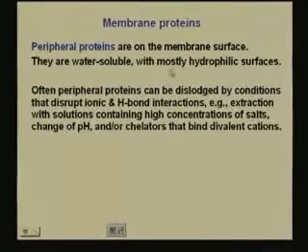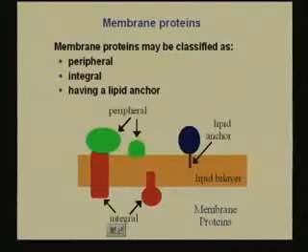So, they are water soluble with mostly hydrophilic surfaces. So, what can you do? You can just wash them off the membrane. How? By adding specific chemicals or specific components that are going to disrupt the ionic and hydrogen bond interactions. So, you can add urea, change the pH, just extract the proteins that are on the periphery. But if we look at integral proteins, they are more difficult to dislodge. You understand why? Because they are traversing the membrane.